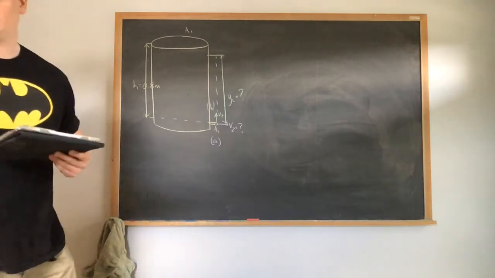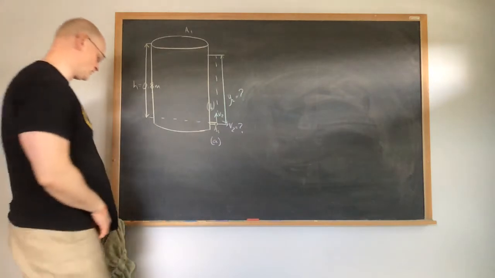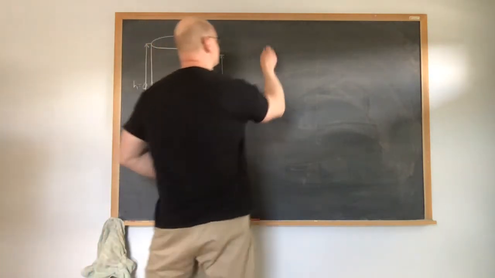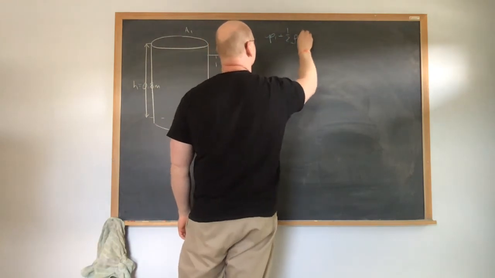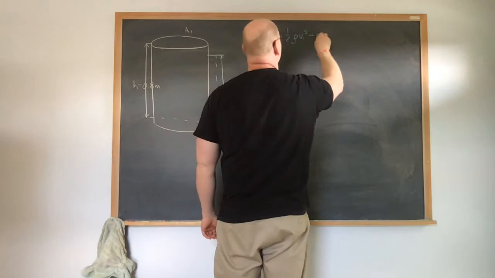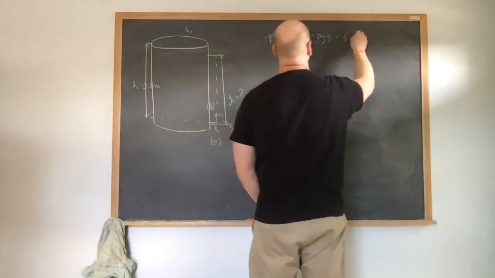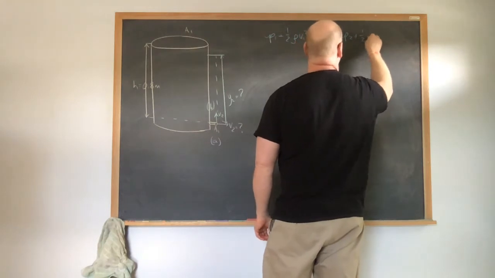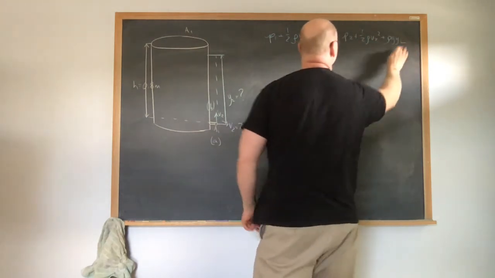So let's look at this problem. So here, let's apply Bernoulli's equation. So Bernoulli's equation again says that the pressure at 1 plus 1/2 the density times the velocity 1 squared plus rho times g times y1 must be equal to the pressure at point 2 plus 1/2 rho times v2 squared plus rho times g times y2.